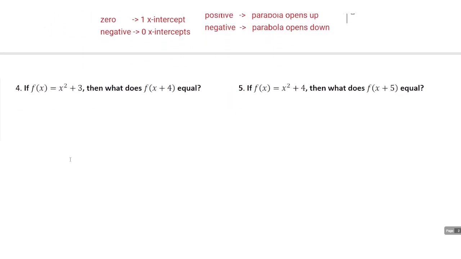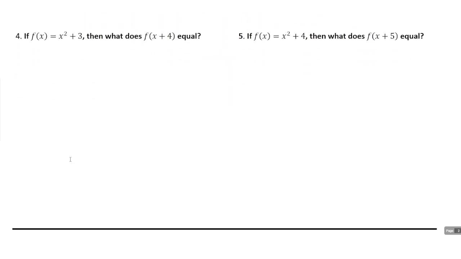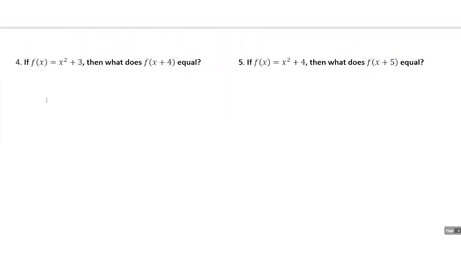Number 4, it says if f of x is x squared plus 3, then what does f of x plus 4 equal? So this is just a simple transformation. And what you have to do is just plug in x plus 4 into x squared. Now, the only thing left to do after that is going to be to simplify this expression. We've kind of done the most important step first.